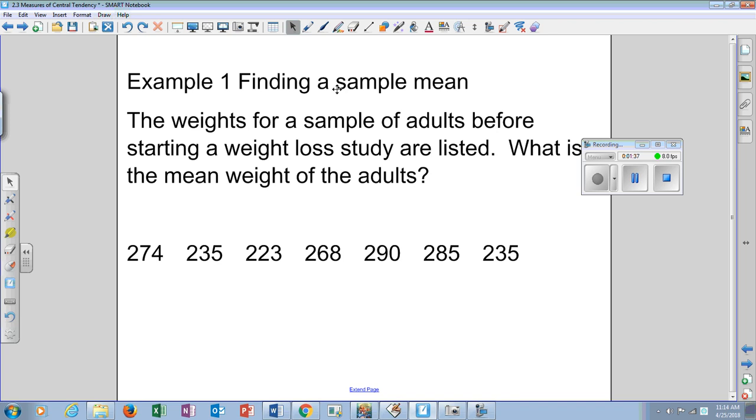Example 1, finding a sample mean. Now we're going to do a lot more sample means than population means. It kind of comes back to that thing in chapter 1 where we were talking about doing surveys. It's hard to survey an entire population. It's hard to find an entire population to find the mean of it too. You'd have to get a hold of the entire population in order to find the mean. So it's much easier to find a sample mean than a population mean, just because of the natural tendencies. Mathematically, it's exactly the same.